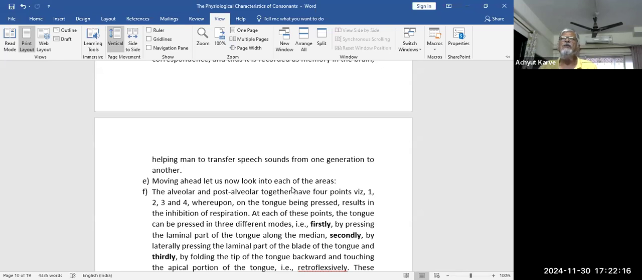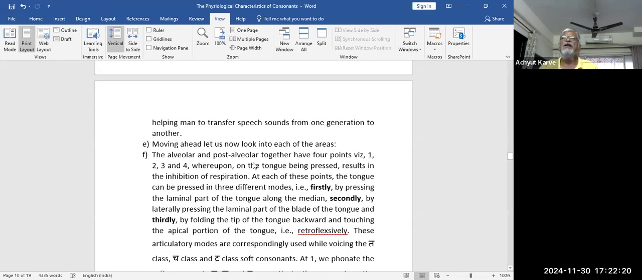Moving ahead, let us now look into each of the areas. The alveolar and post-alveolar together, 520. In 10 minutes we will complete. They have 4 points, 1, 2, 3, 4, whereupon the tongue being pressed results in the inhibition of respiration. Now what happens? This point is important.